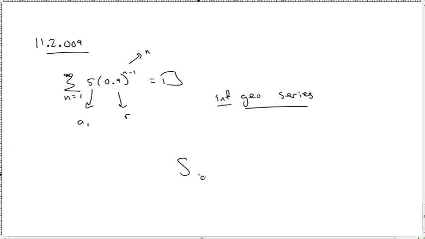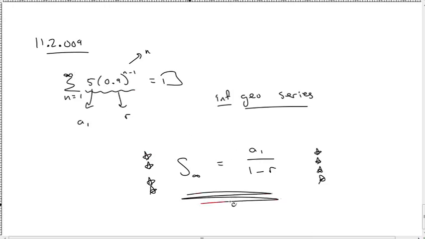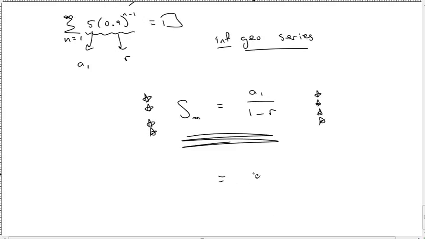Here's your answer. S, just capital S, I sometimes put a little sub-infinity, is a sub 1 divided by 1 minus r. Again, you've seen this back in college algebra, I know, because I teach that class. So technically you've seen it, but I'm just reminding you, if you see this format with the infinity, it's literally just this formula. You plug in the numbers and you get an answer. So I have a 5, and a 1 minus 0.9. So 5 divided by 0.1, it's technically times 10, so you get 50 as your final answer. And so that converges.